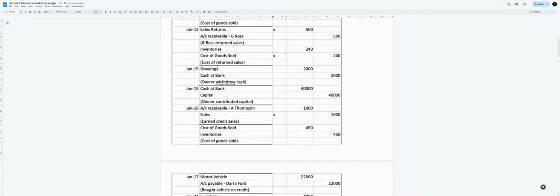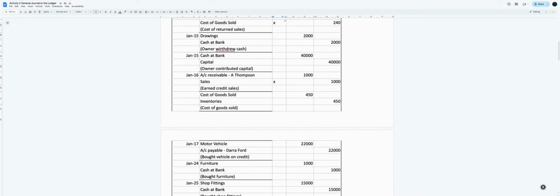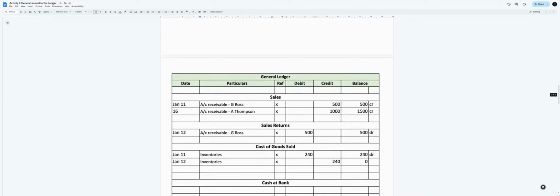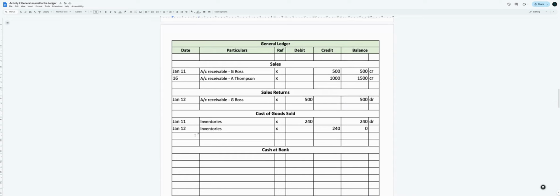Scrolling down, I'm looking for cost of goods sold again, and I see it again on the 16th, and it's $450 debit. So on January 16, it's $450 debit. Because I had a zero balance before, my running balance now is 450 DR. What do I write in the particulars?